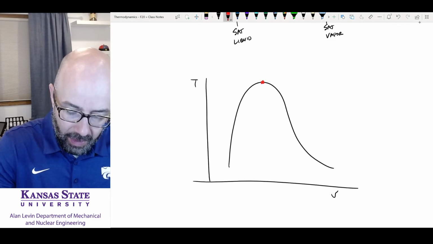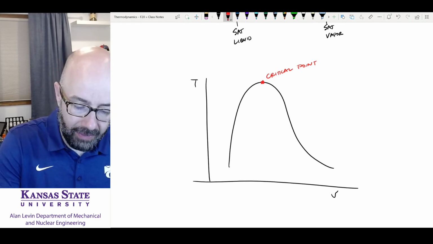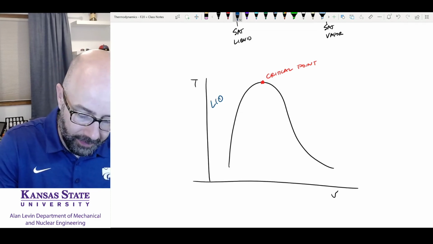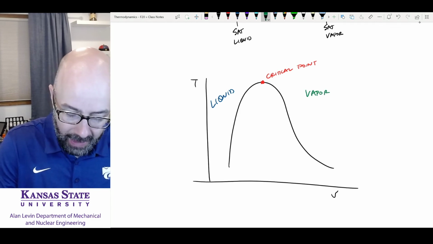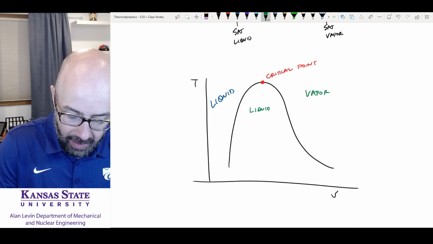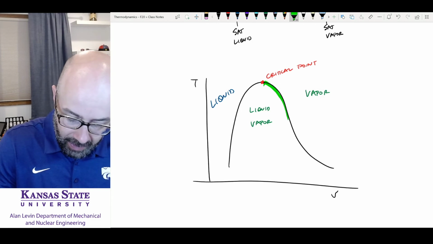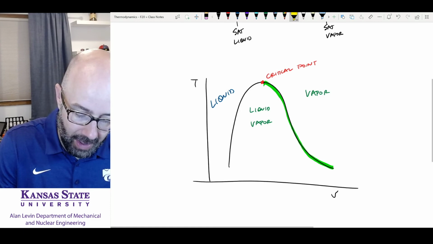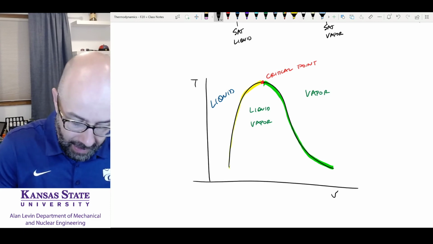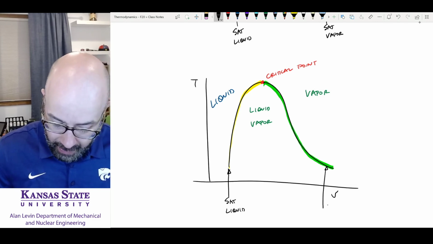This here is our critical point. Okay? Everything over here is a liquid. Everything over here is a vapor. And in between we have a liquid vapor. Okay? Our lines are the same. This is going to be our saturated liquid, saturated vapor, and this is going to be our saturated liquid. Okay? This is going to be our saturated liquid, and this is going to be our saturated vapor.